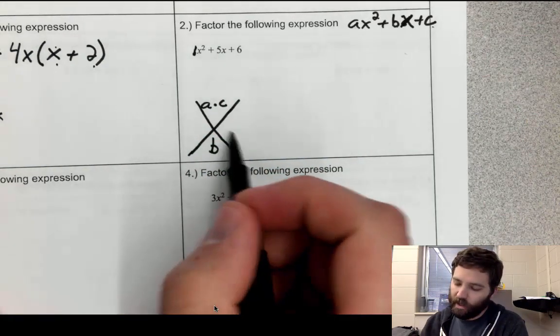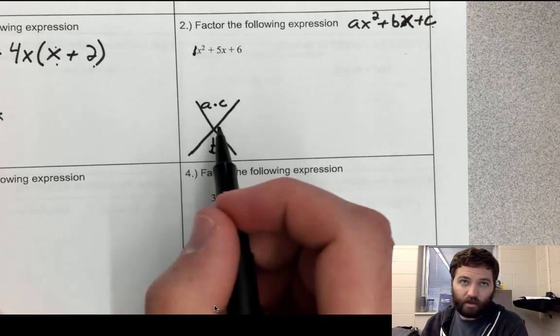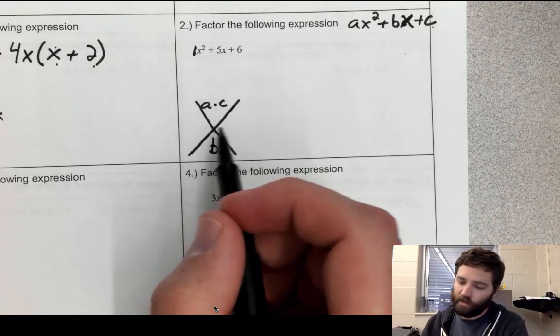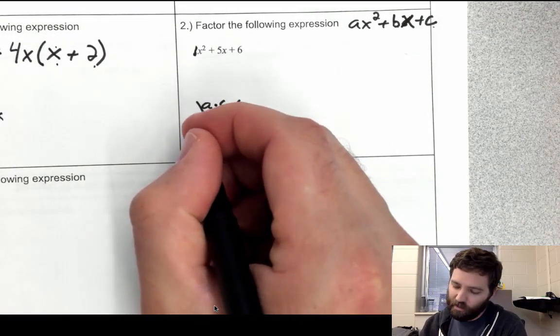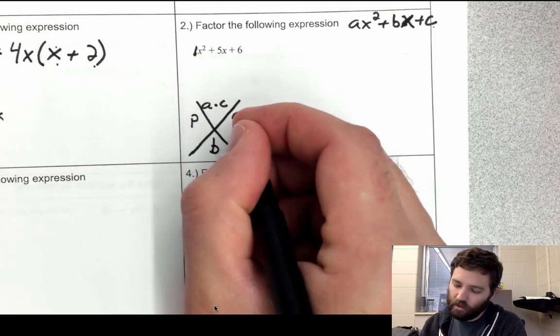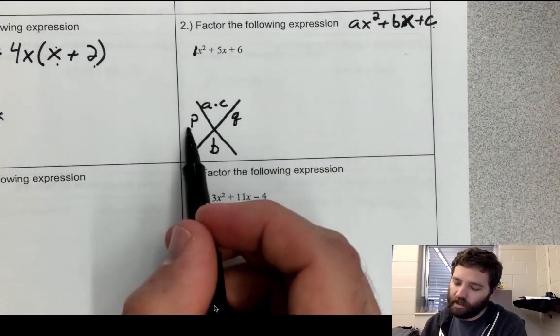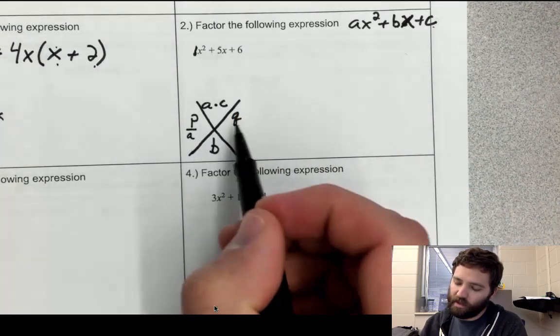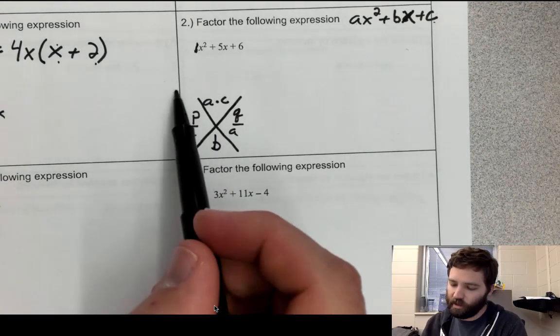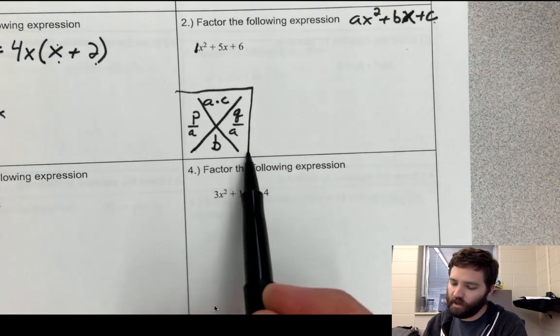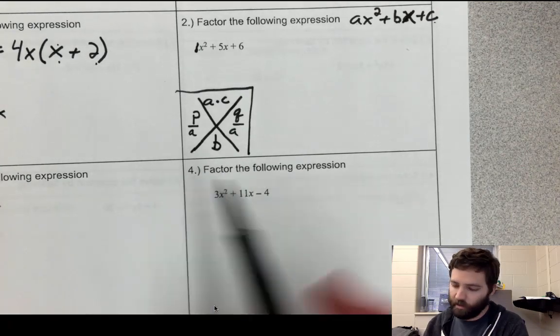Now, the left and the right-hand side are going to be the numbers, the factors, that help us factor it. I don't have a good letter for those. Let's just call them P and Q. And each one of those has to be divided by a. So this is the general format for the magic x. Let's actually apply it to a problem now.